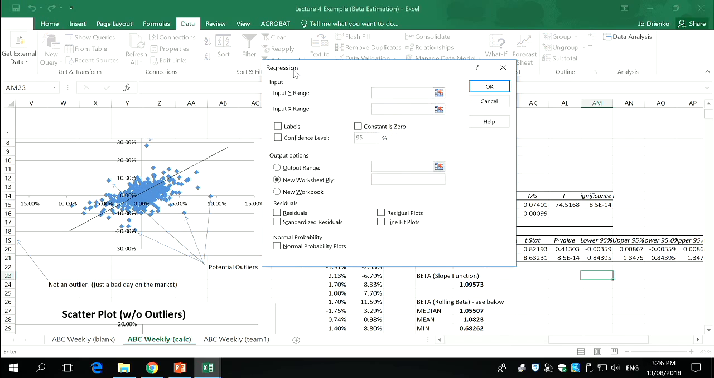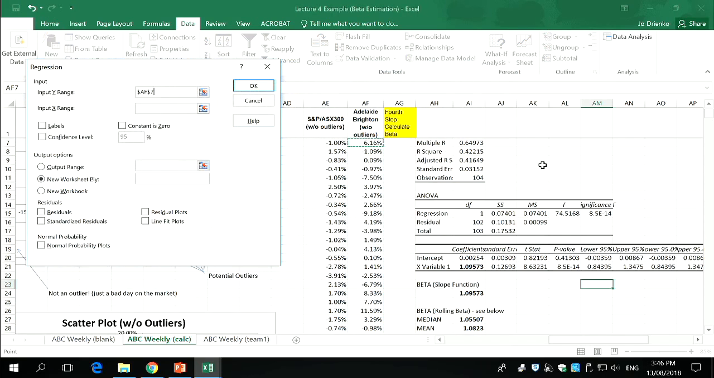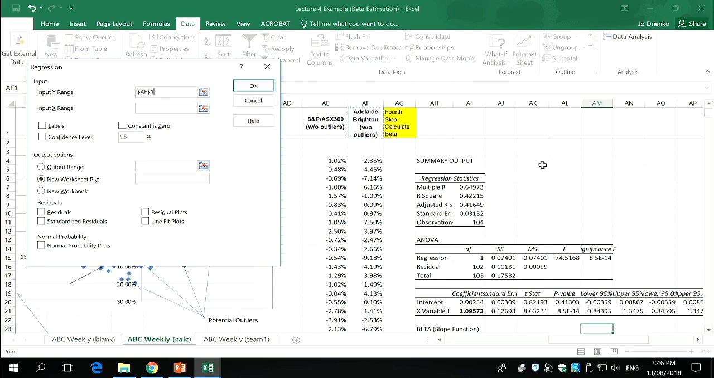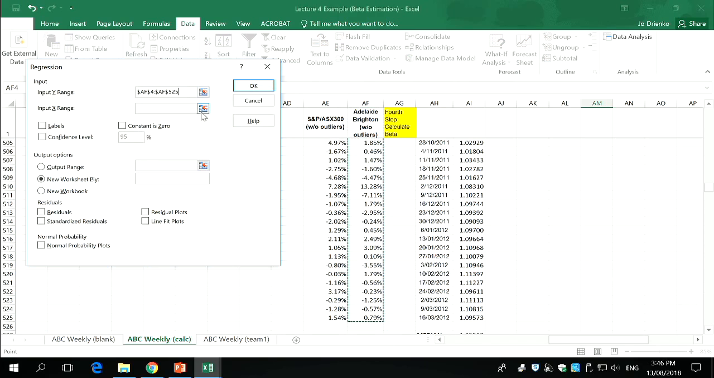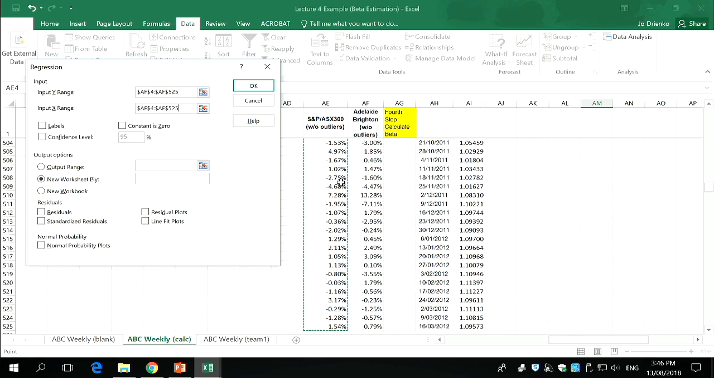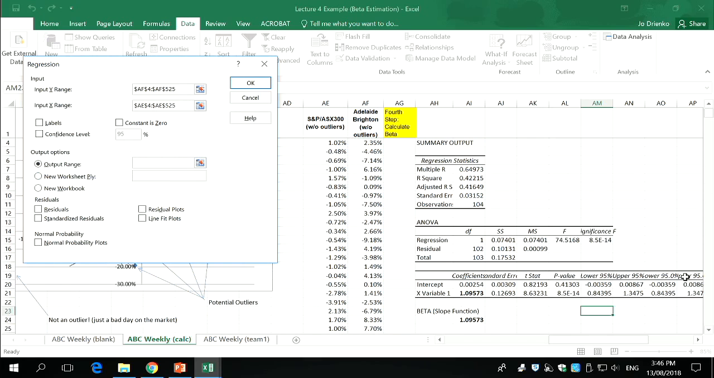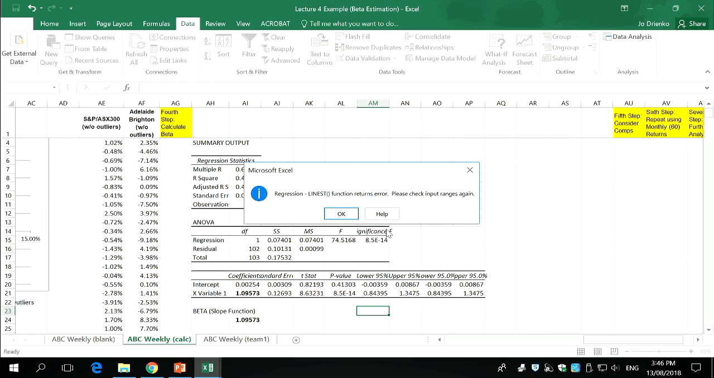Once you have that, then you've got your Y range. Your Y range is the returns of the company that you're after, so that's all these minus the outlier. Your X range is the return of your market portfolio. It's the MSCI or the ASX 200, 300, whatever you want to use. You want the output range usually in the same sheet. Let's put it here. Voila. Okay.